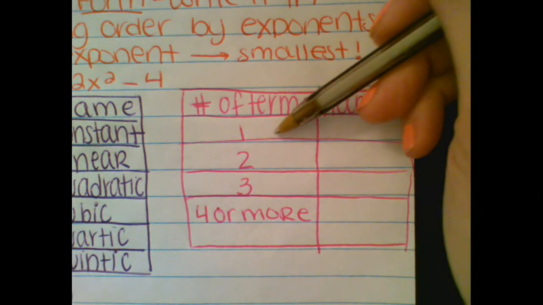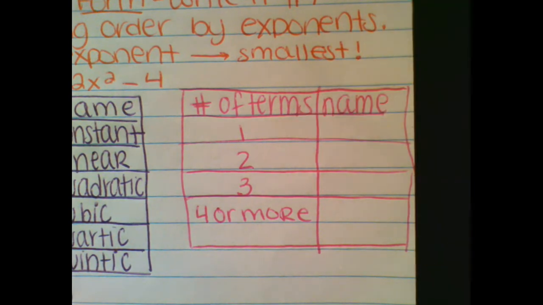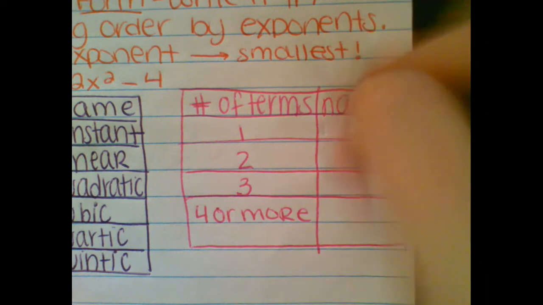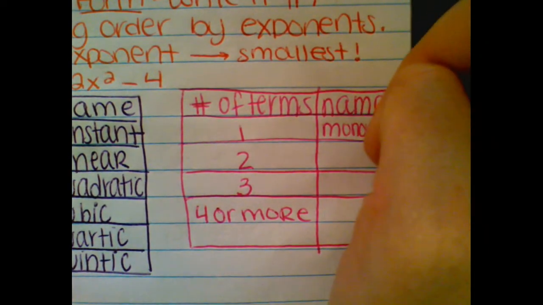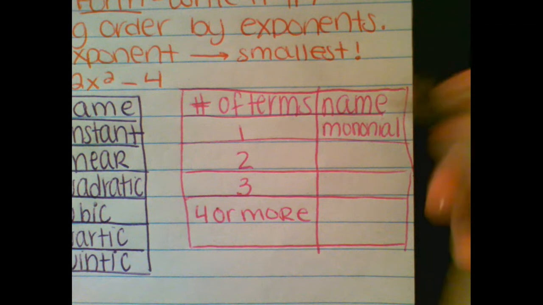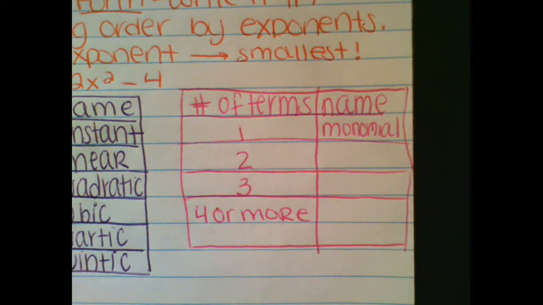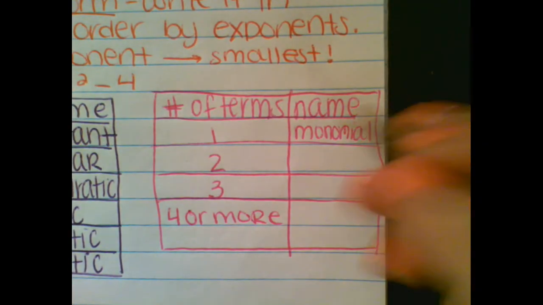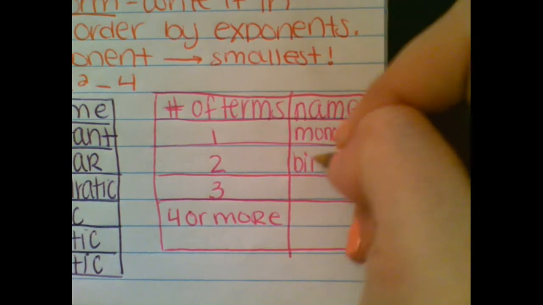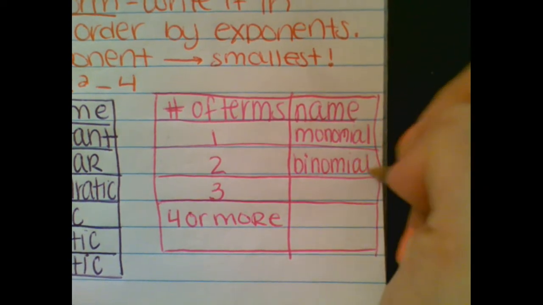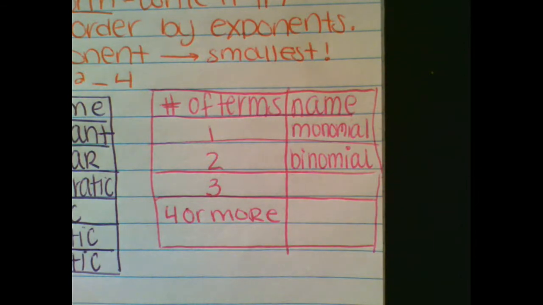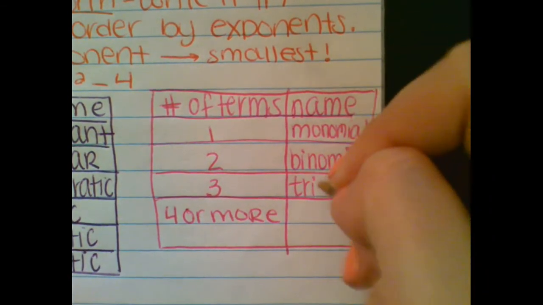Now, you should know this from the definitions before. If there is one term, like above, something with one thing is called a monomial. I don't know why my green pen isn't working today. Monomial. Look at, I even just spelled it wrong. Monomial. If it has 2, it is a binomial, just like a bicycle. Binomial. If it has 3, it's like a tricycle. It is a trinomial.